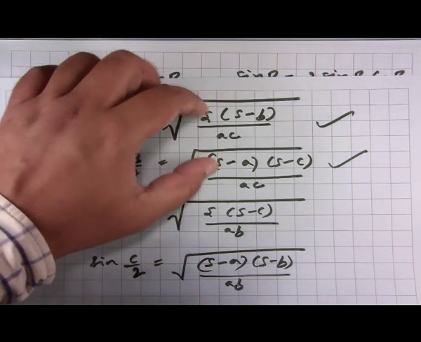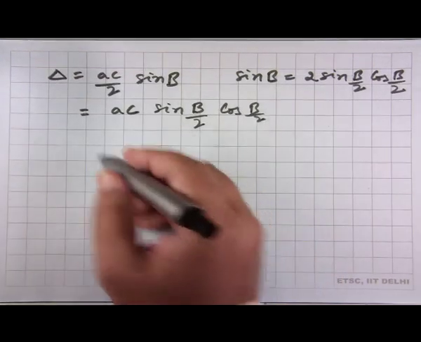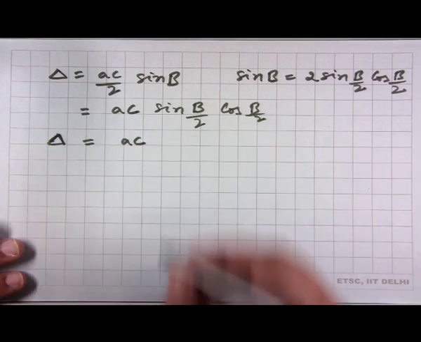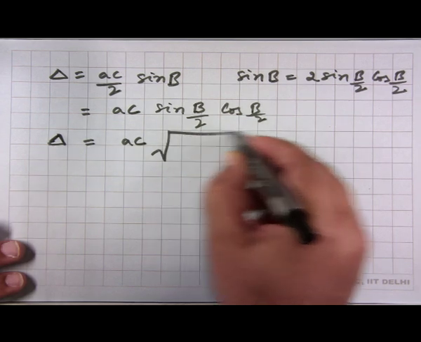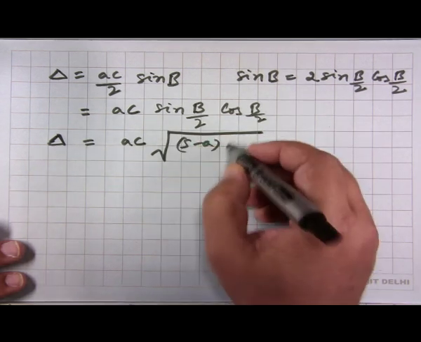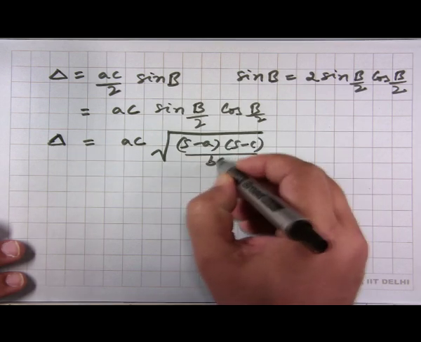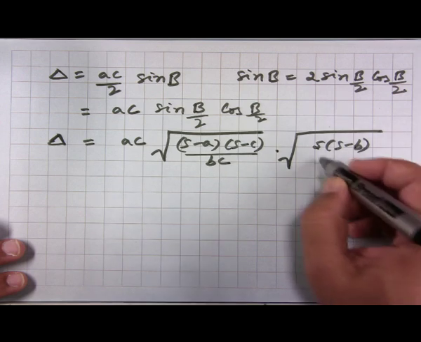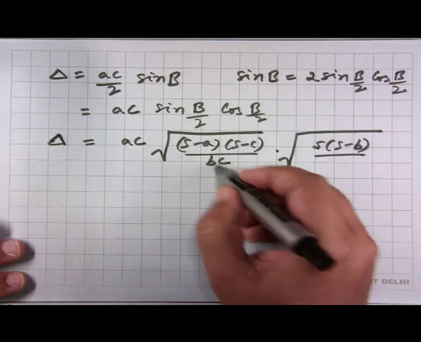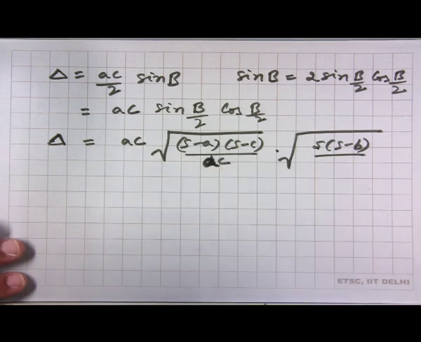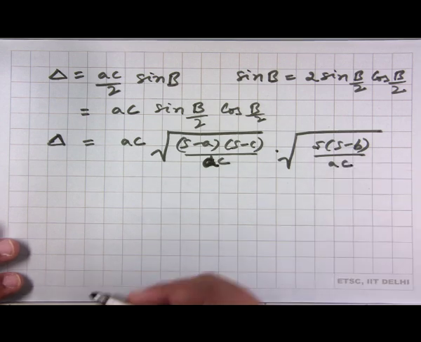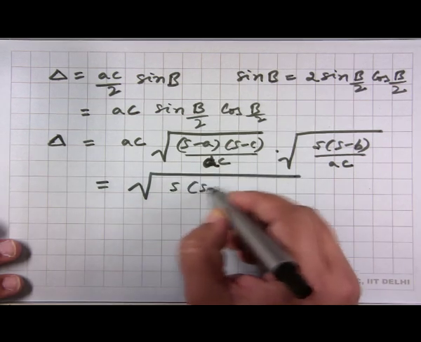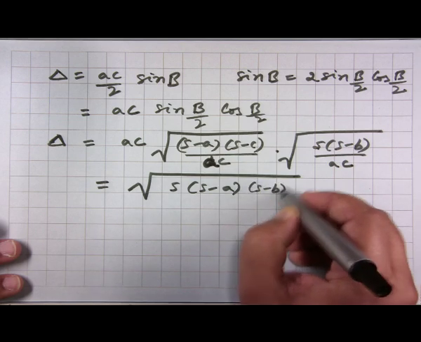So, when we use these two expressions here, what we get is that the area of the triangle is equal to AC times, so sine B by 2 is square root of S minus A into S minus C over BC times, and cos of B by 2 is S into S minus B over, sorry, this will be AC, and this will also be AC here. So, this will then become equal to square root of S into S minus A into S minus B into S minus C.